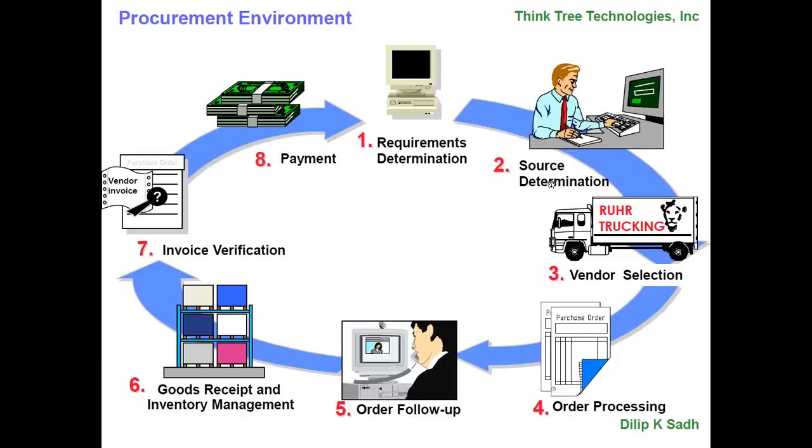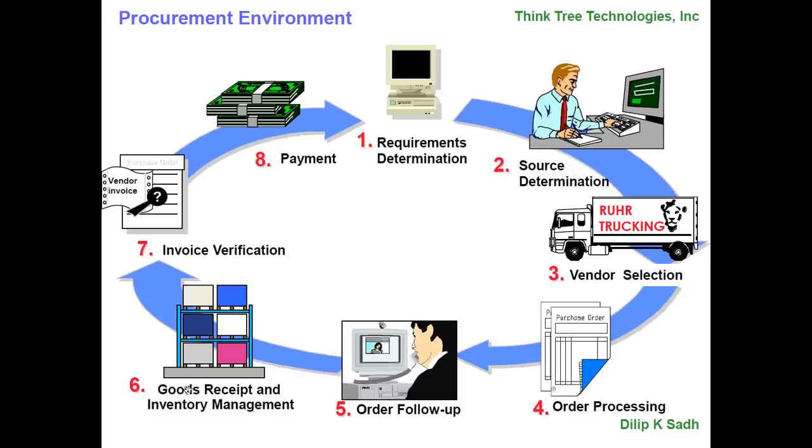Step number 2 is source determination. So I have a requirement, it comes to me, I'm a buyer, I need to find out who is the source. Once I have found the sources, I select the right source. And then after source selection, I do the order processing. That basically means I create a purchase order and give it to the vendor. As needed, I do a follow-up, making sure the material arrives as expected on time.